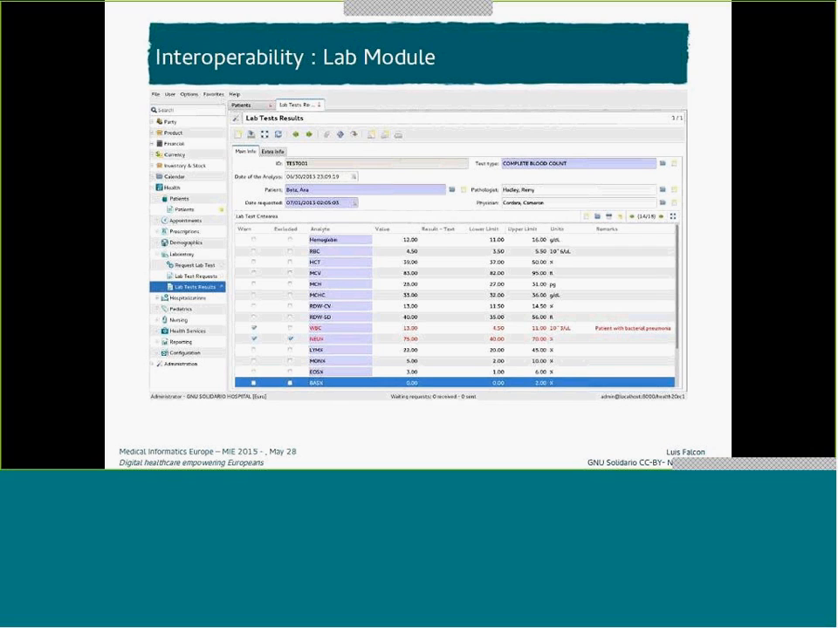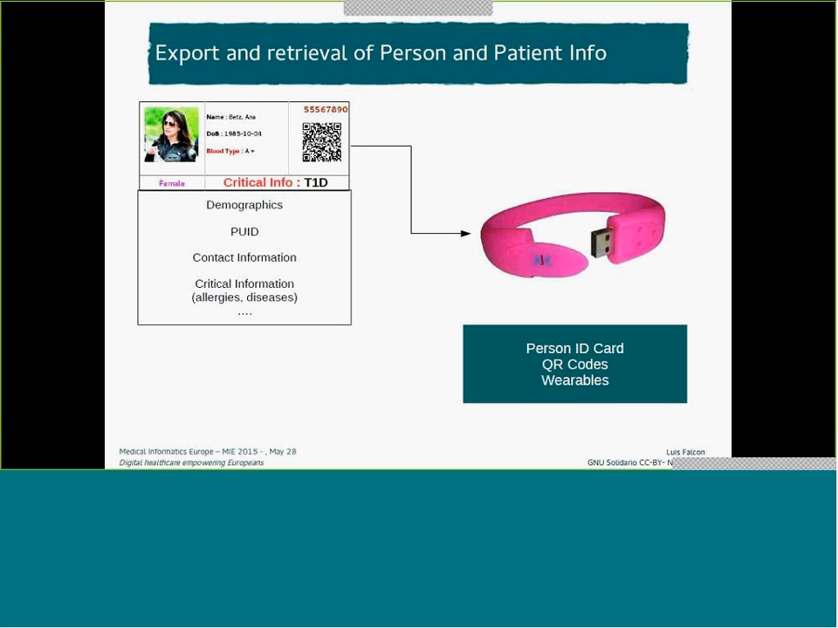The next is an easy way of exporting and reading the person and patient information. So as we talk more about the patient, you can have the pictures and the QR code. And you can store more information by encrypting it in some sort of wearable device, where, if you are a type 1 diabetic, it's always good that you can retrieve that information on the spot.